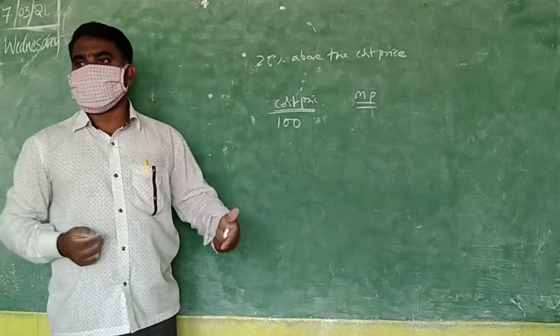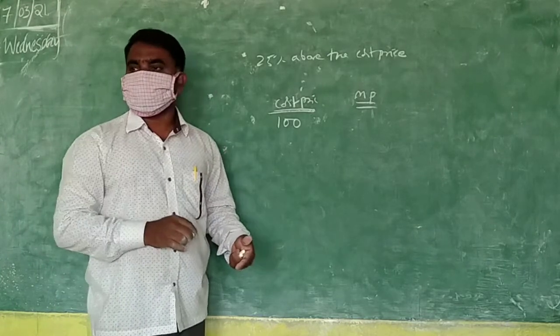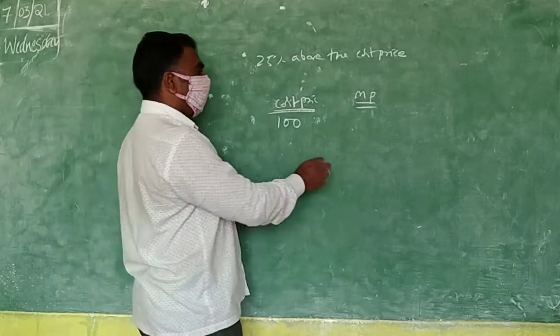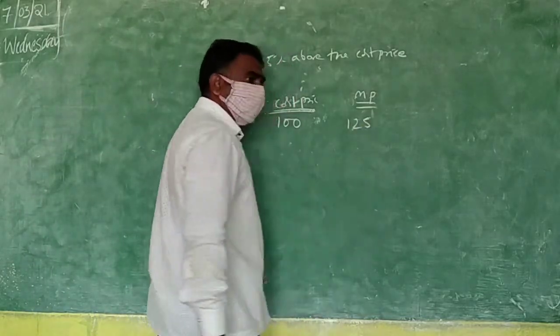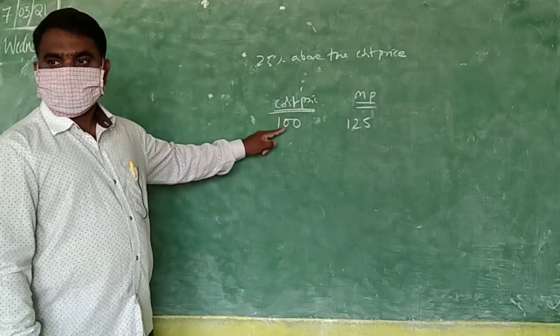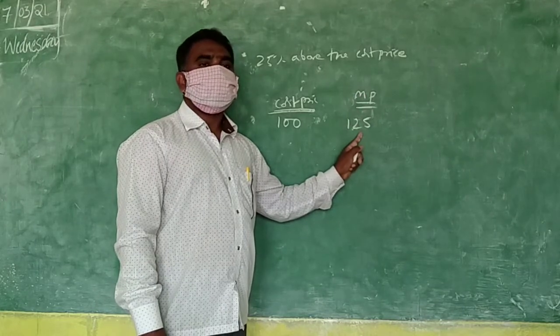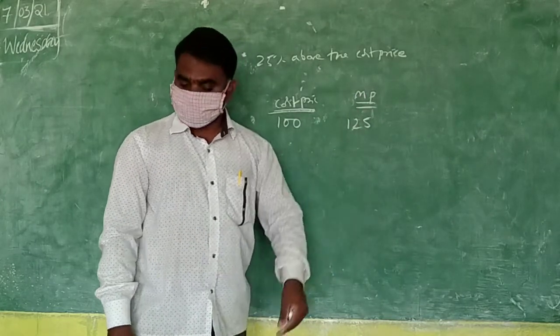25% extra. Then what will be written on the article? How much is written? 125. First, the actual cost was 100 rupees. Then what has he done? He has made the marking price 125.